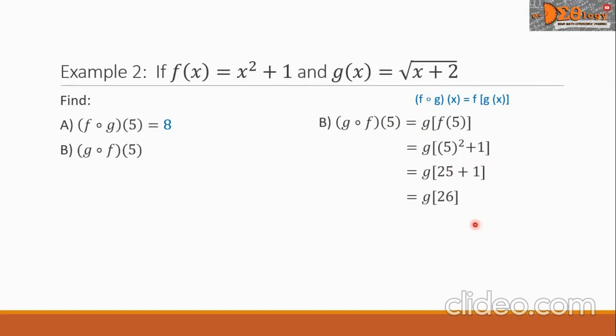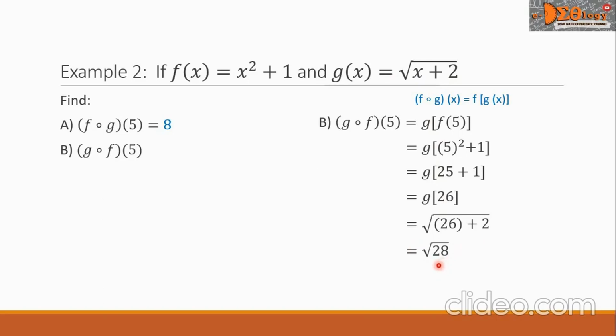To evaluate this, we will go to our g of x, and we will copy this value, the square root of x plus 2. But every time there is an x, we will change that by the value 26. So we have now the square root of x plus 2 becomes 26 plus 2. And to simplify further, we simply get the sum of 26 and 2. It is 28. So we have here the square root of 28.